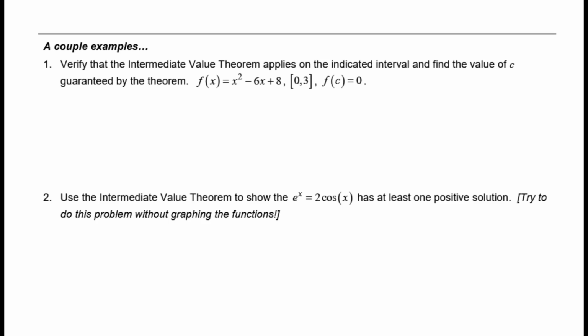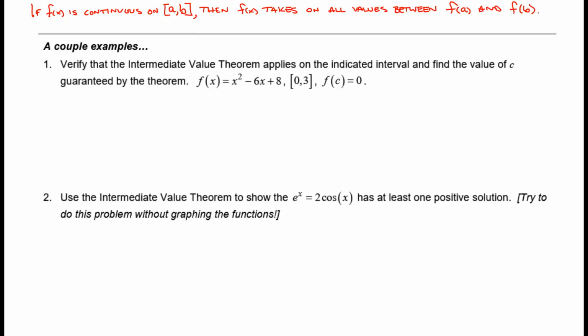As a refresher, I'm going to just quickly jot down the intermediate value theorem for us. Remember we abbreviate that IVT. IVT tells us that if a function is continuous on a closed interval, then the function has outputs between the endpoints of the interval. So it will take on all values between the endpoints of the interval. All right, so let's go ahead and see how we might use the intermediate value theorem in some examples.